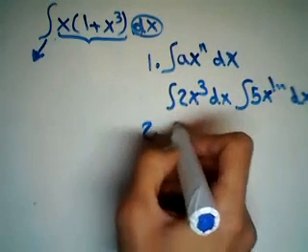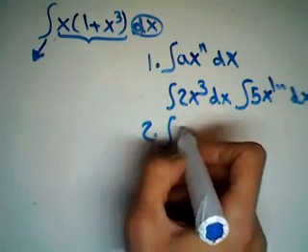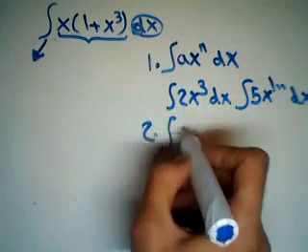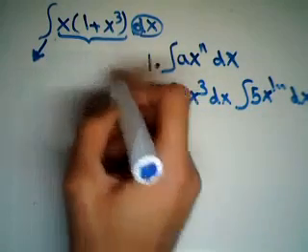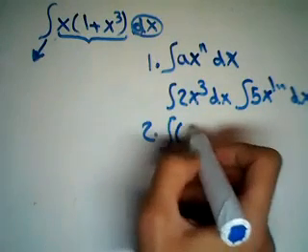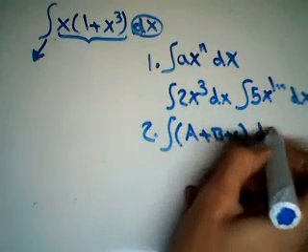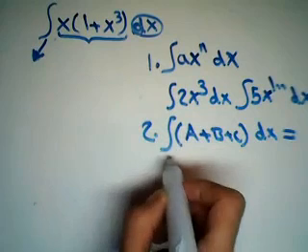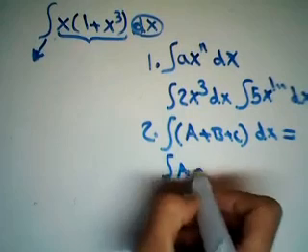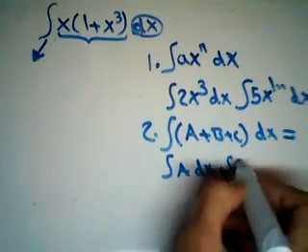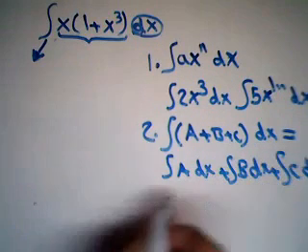And the second rule is, if there is a sum of some algebraic expressions or functions, say a plus b plus c, the integral of this would be equal to the sum of their individual integrals: the integral of a plus the integral of b plus the integral of c. Okay?